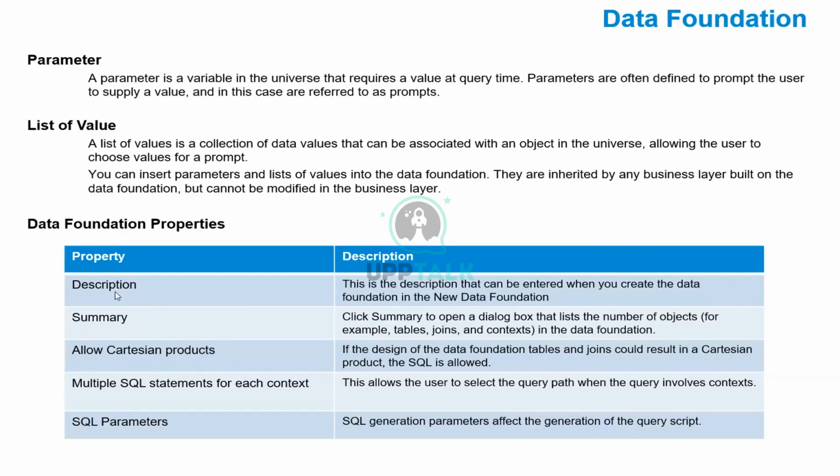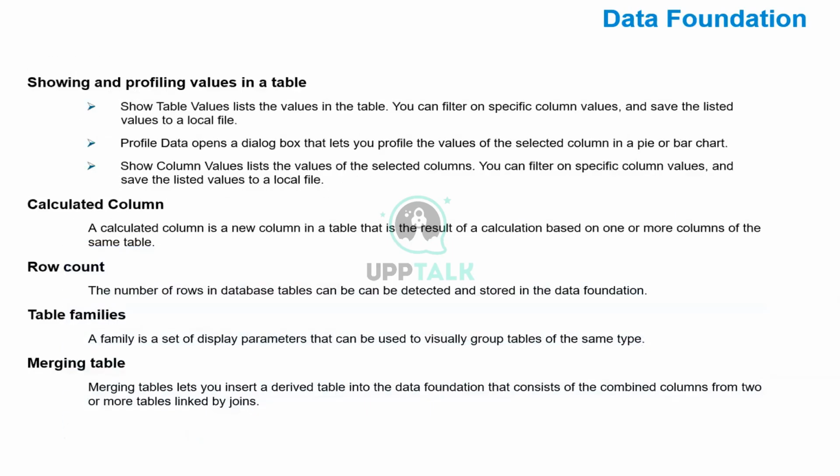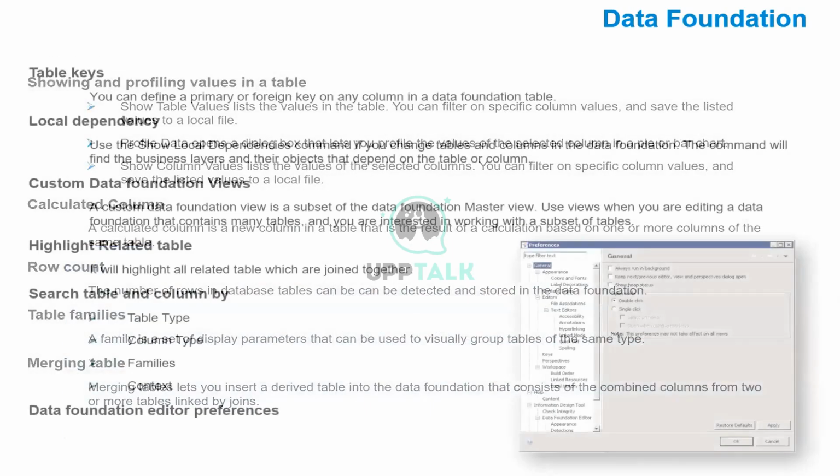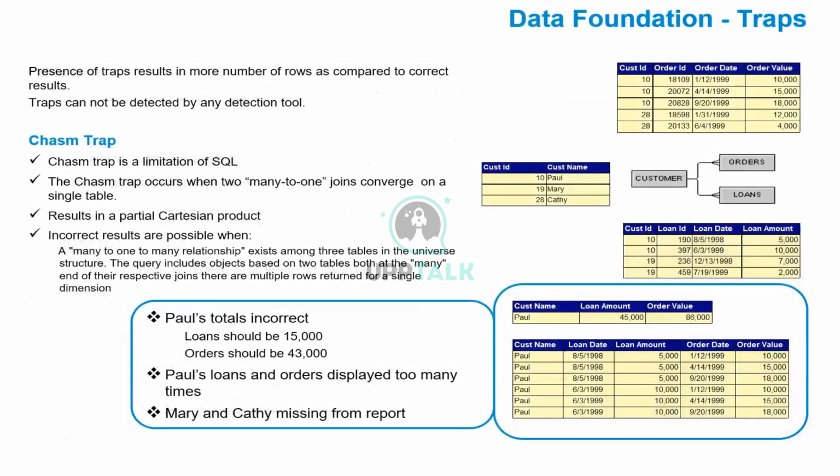These are the data foundation properties like description, summary, allow Cartesian products, and multiple SQL statement for each context. This is useful to resolve context SQL parameters. These are some properties. These are all the properties that we can see on the screen.